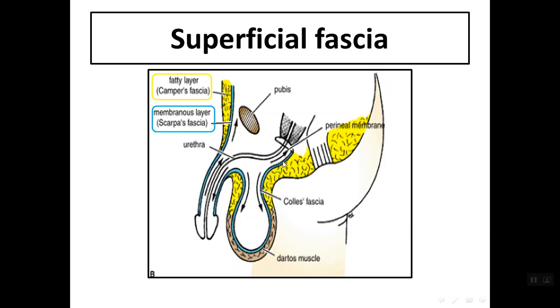Next, it becomes continuous in the perineum as what we call the Colles fascia. Colles fascia will be attached to the perineal membrane. This is the membranous layer.